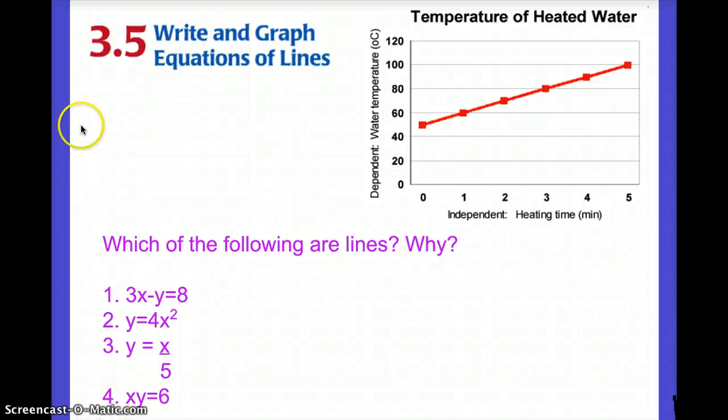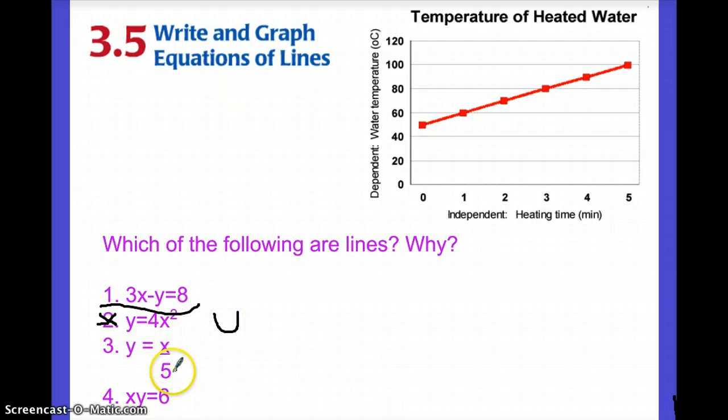Hello, we are working on Chapter 3, Lesson 5, Writing and Graphing Equations of Lines. So which of the following are lines on this screen? We know that a line is straight and goes on forever. On these four equations, we know that number 1 is a line because x and y both have a power of 1. We know that 2 is not a line because it is x squared. That one would be a U-shaped parabola.